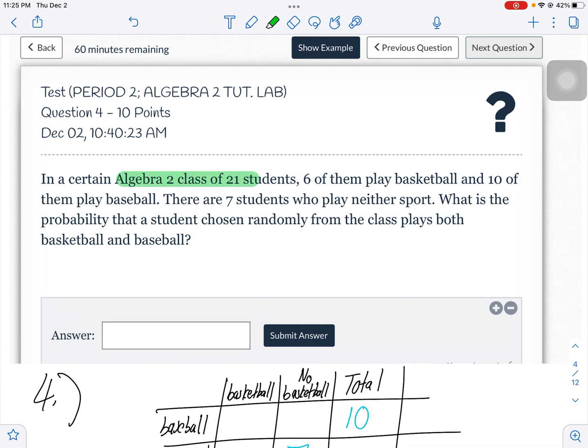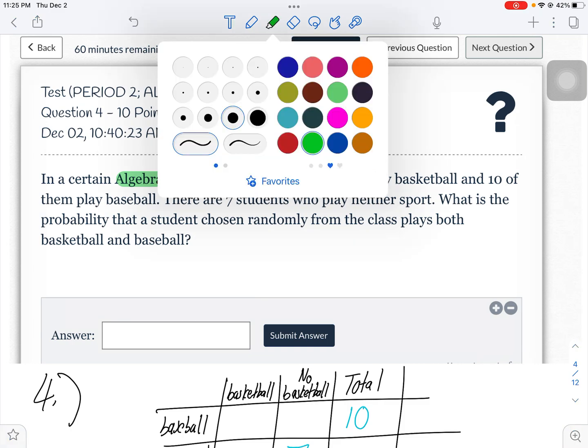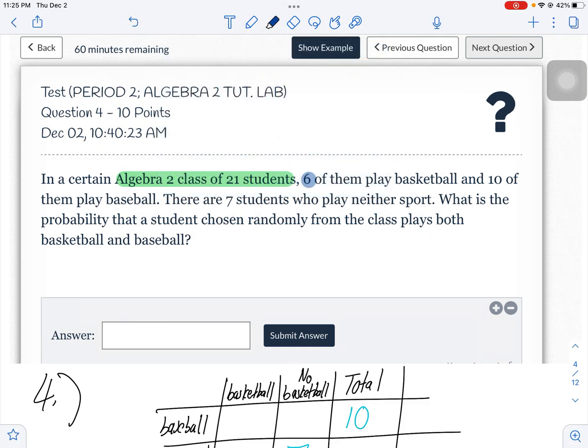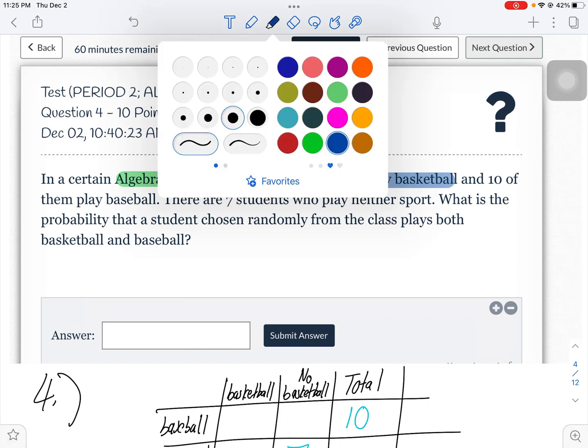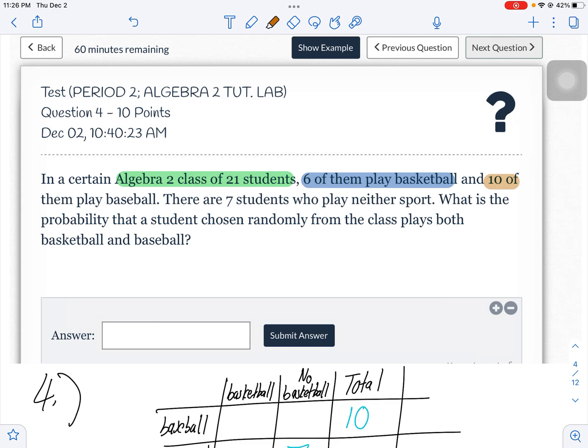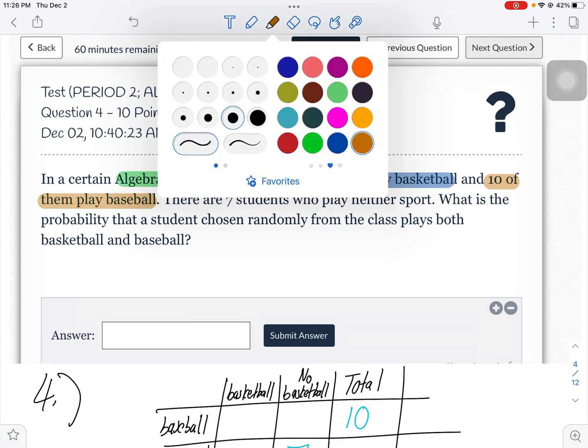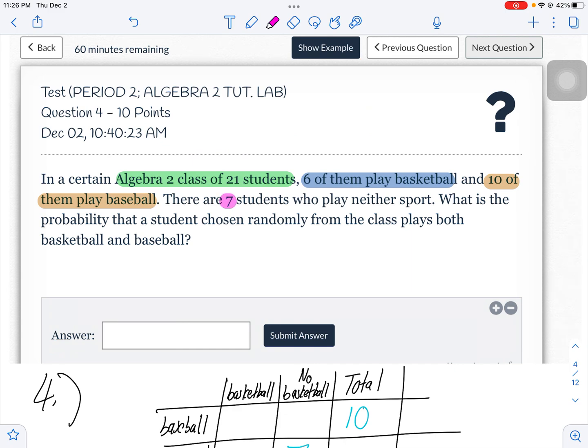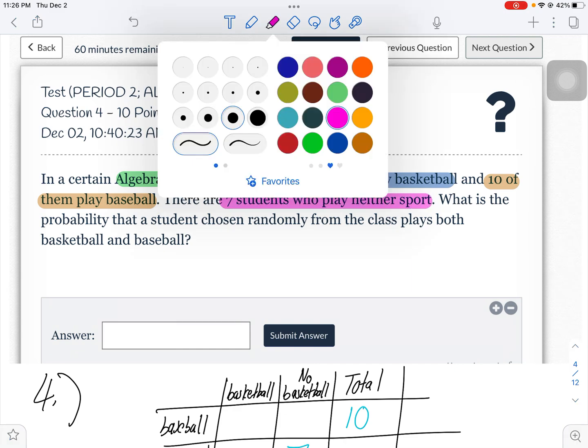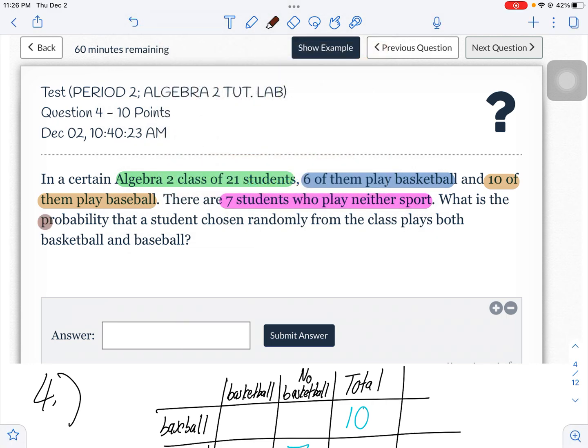In a certain Algebra 2 class of 21 students, 10 of them play baseball. 6 of them play basketball. And 7 students play neither sport. So what is the probability that a student chosen randomly from the class plays basketball and baseball?